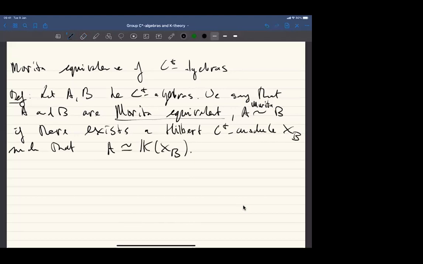Now there are many things to say about this definition. First of all, it's not clear that this even defines a symmetric equivalence relation. I will say something about that in a moment. But let's first see what this means. So A is always Morita equivalent to a finite matrix algebra over itself. And the module is A to the nth. So that's the simplest algebraic instance of Morita equivalence.